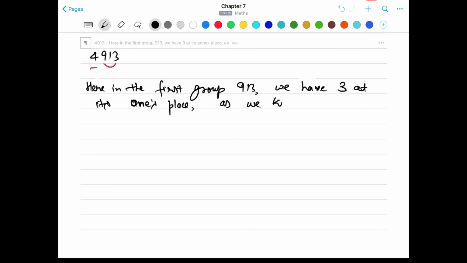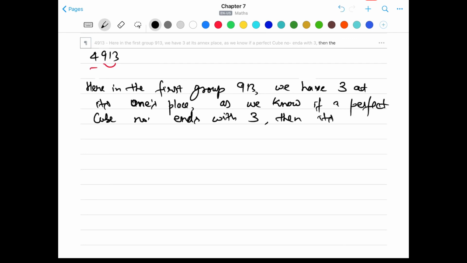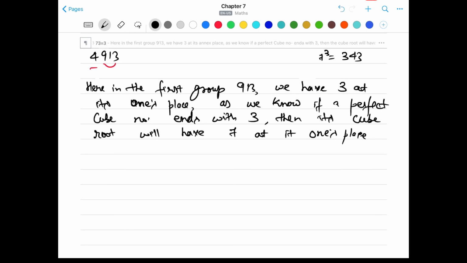As we know, if a perfect cube number ends with 3, then its cube root will have, what will it have? It will have 7 at its ones place. This is because the cube of 7 is 343. As we have 3 here, that means the number at the unit place will be 7.